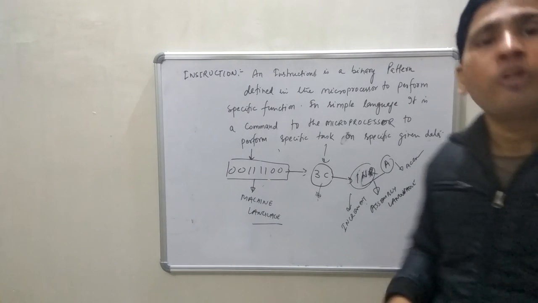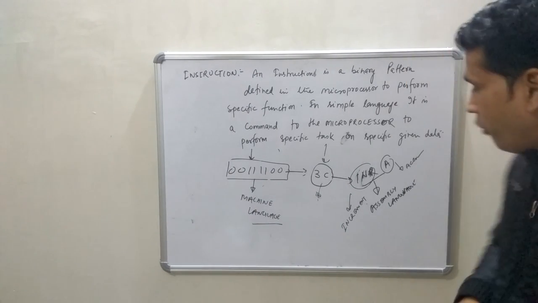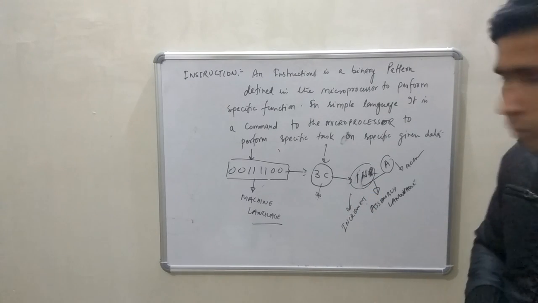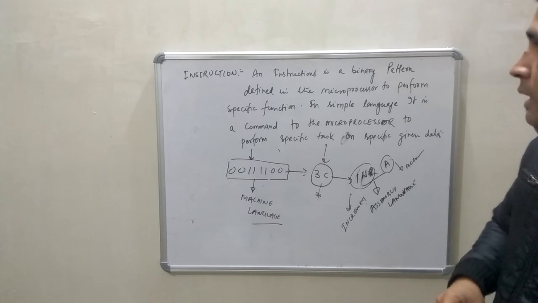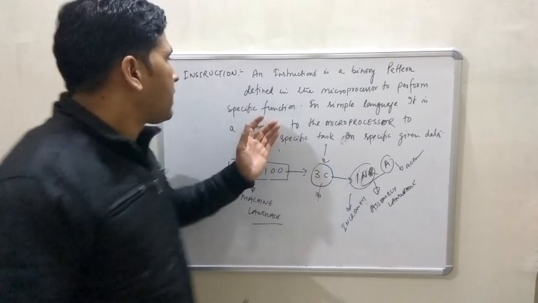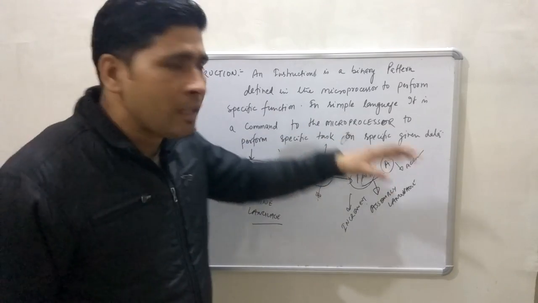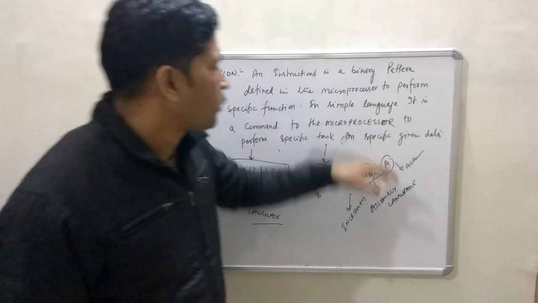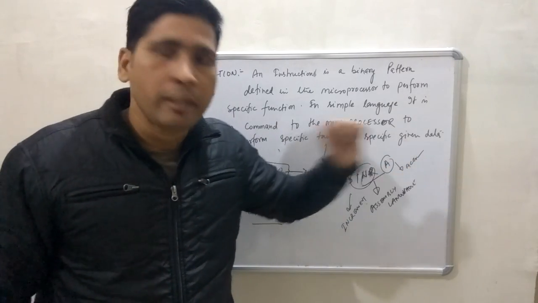In this video series, we are going to perform programming using assembly language. Now, what is an instruction? An instruction is a binary pattern defined in the microprocessor to perform a specific function. In simple language, it is a command to the microprocessor to perform some specific task on some specific given data.